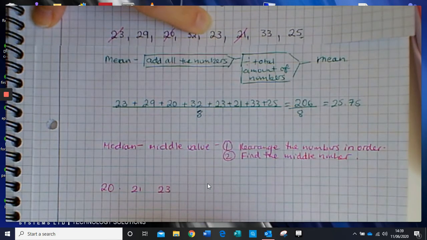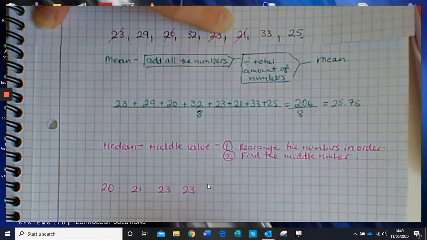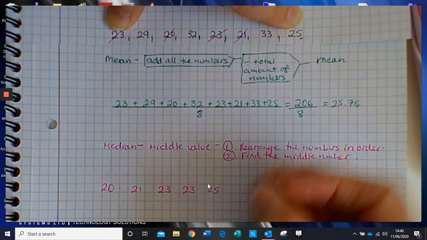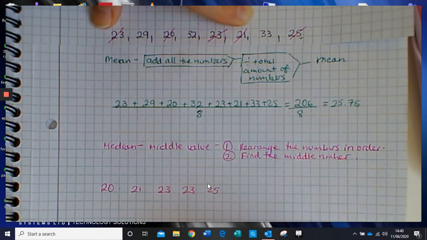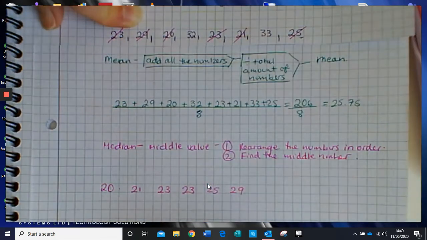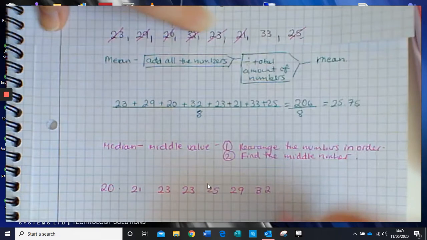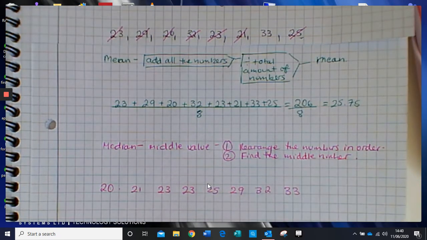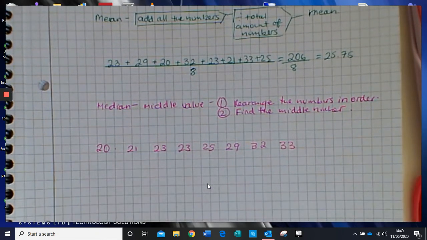Oh, there's another 23, cross that out. Do I have 24? No. Do I have 25? Yes. 25, cross it out. 26, no. 27, no. 28, no. 29, that's the next one. 29, cross, there's no 30 or 31, but there's 32, cross it out, and 33. So now I've got my numbers in a lovely order, and it's going to be much easier to find the middle value.